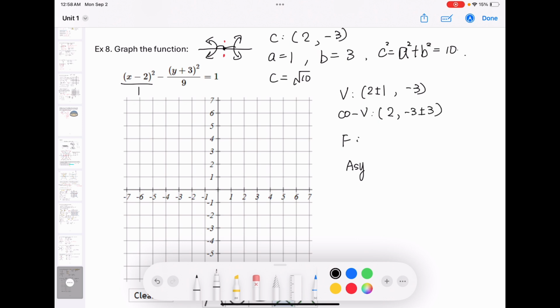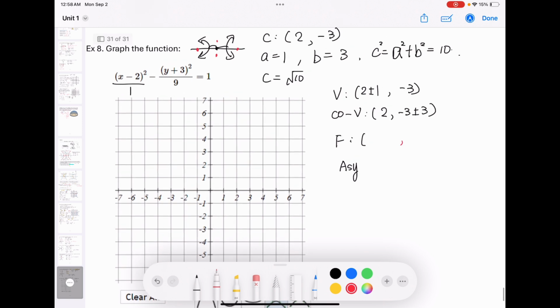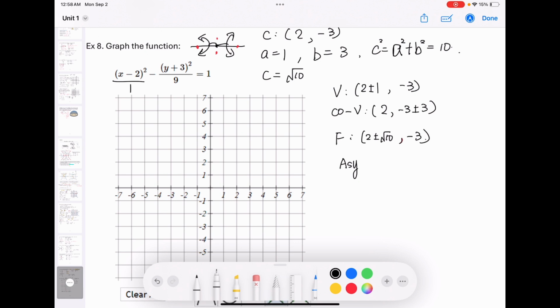And then third, we find the foci. So foci is here and here. That means we move our center to the left and the right c unit. The center and the 2 foci have the same y value. So let's copy the y value. And based on the 2, we plus or minus square root of 10. Okay, let's put all of the information on our graph. First, let's find the center. 2, comma, negative 3 is here.